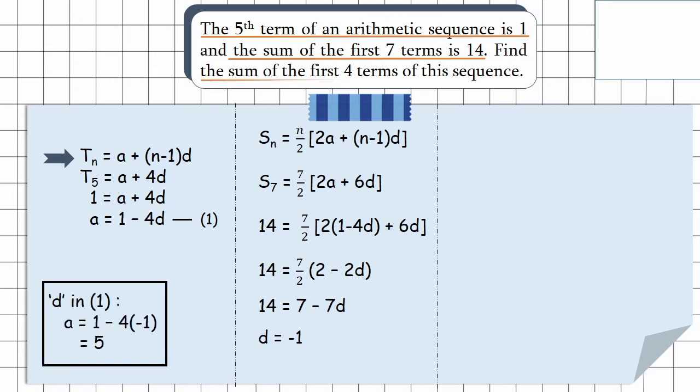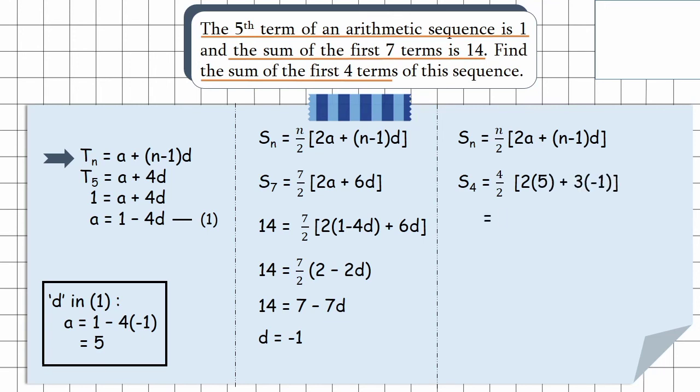The question is, find the sum of the first 4 terms of this sequence. To find the sum of the first 4 terms, we will also use the formula Sn equals n over 2 times 2a plus n minus 1 times D. We already have the values of n, a, and d, so we just need to substitute the values in the formula. Use a calculator to find the answer.